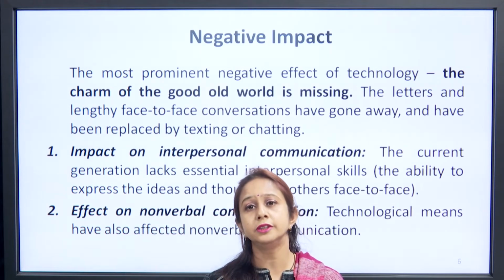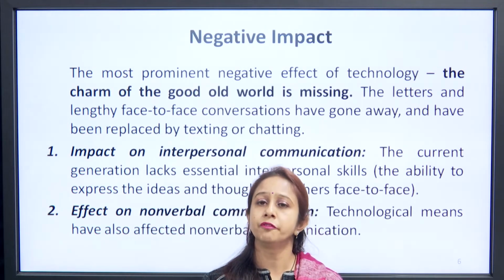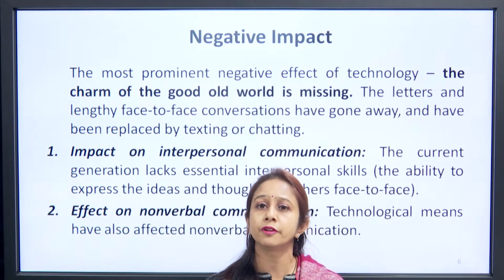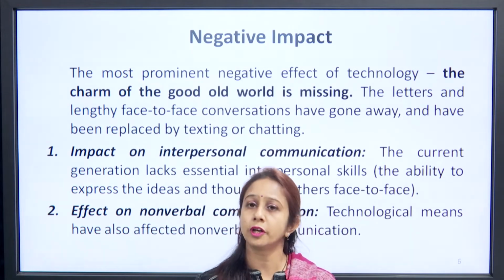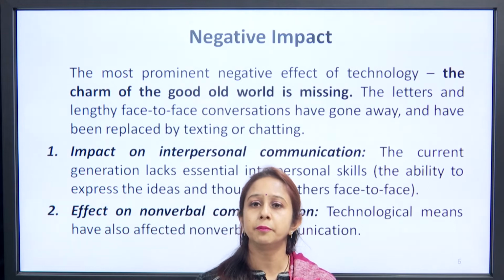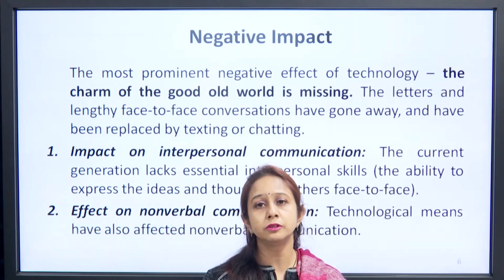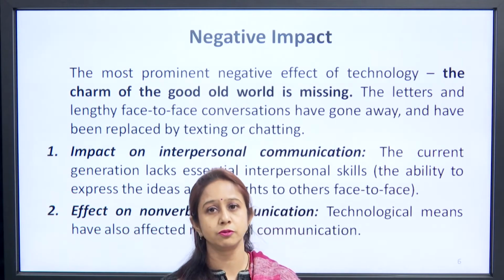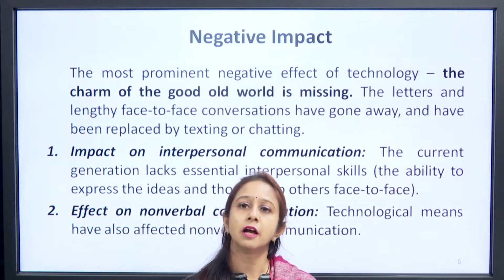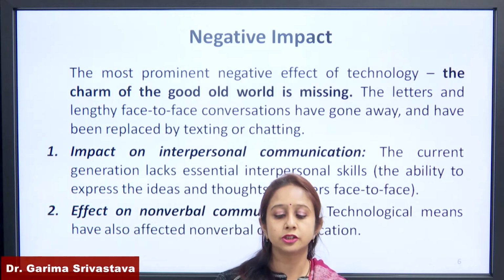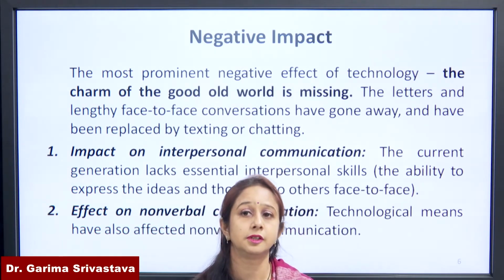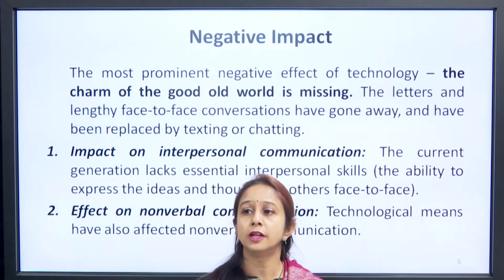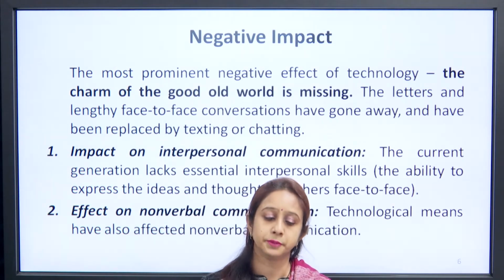So, when the technology is there, no need to come face to face with each other, there can be telephonic interviews, there can be video conferencing on which interviews or talking or information sharing can be done. So, in the absence of face to face presence, in the absence of presenting your views face to face, many kinds of skills have gone missing. So, current generation lacks essential interpersonal skills, that means the ability to express ideas or thoughts to other people face to face is gone missing.